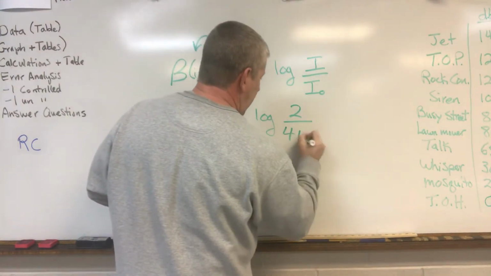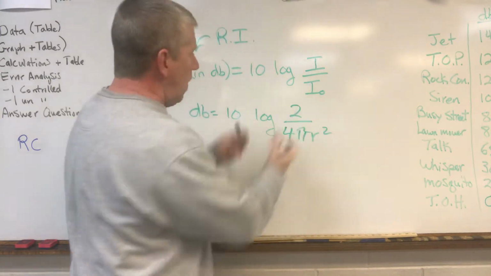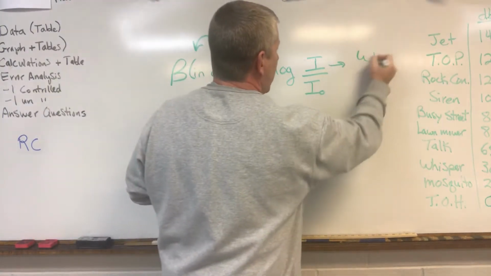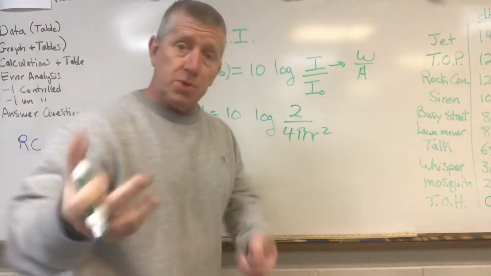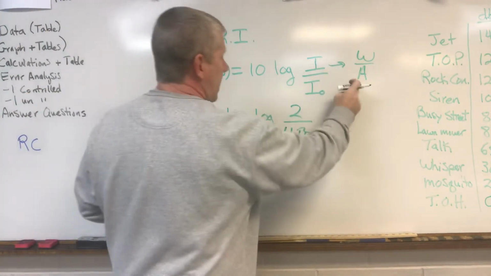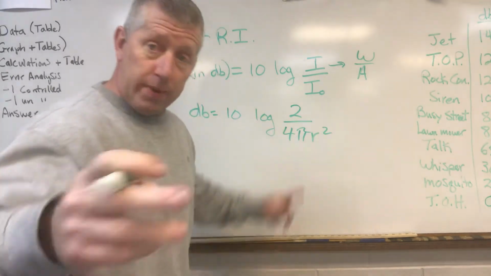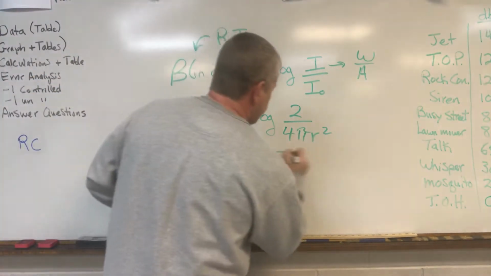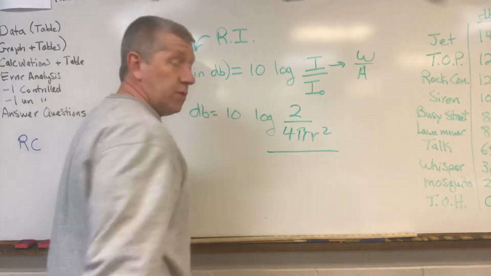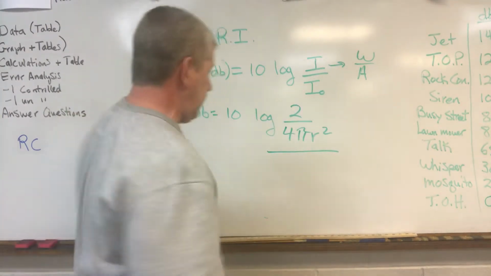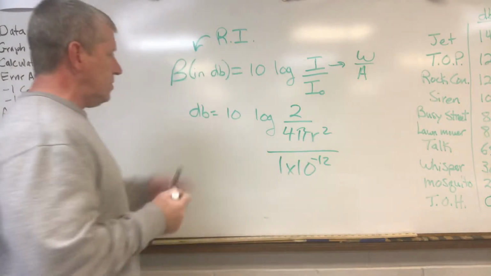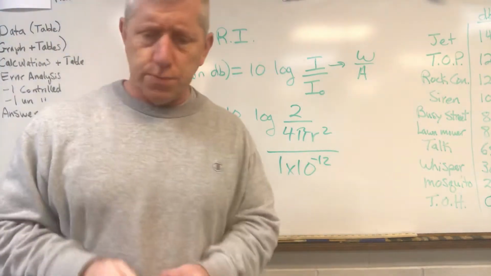So 4 pi r squared is going to go on the bottom of the I. You can remember I is watts per unit of area, with the unit being square meter. So watts per area, the area of a sphere, is always going to go in there. Write it down. Now what else? Divide by I naught, which is 1 times 10 to the negative 12. Okay, let's calculate that. It's set up for you.